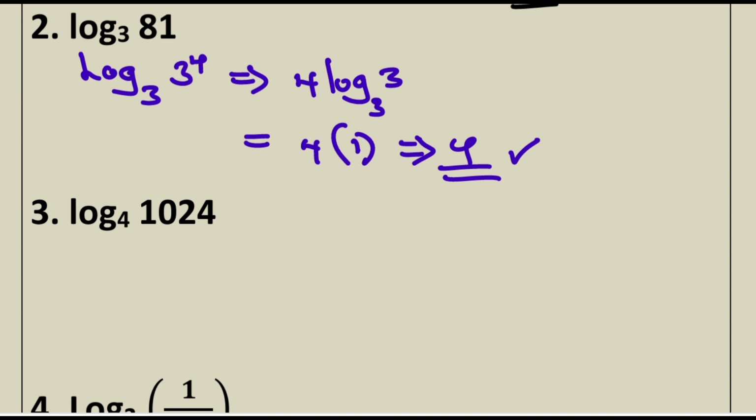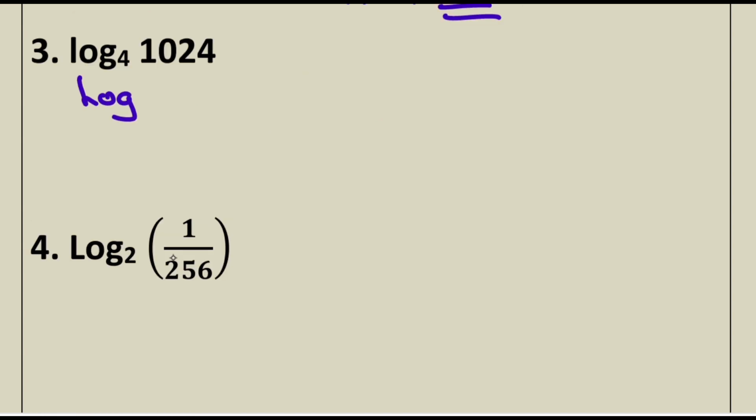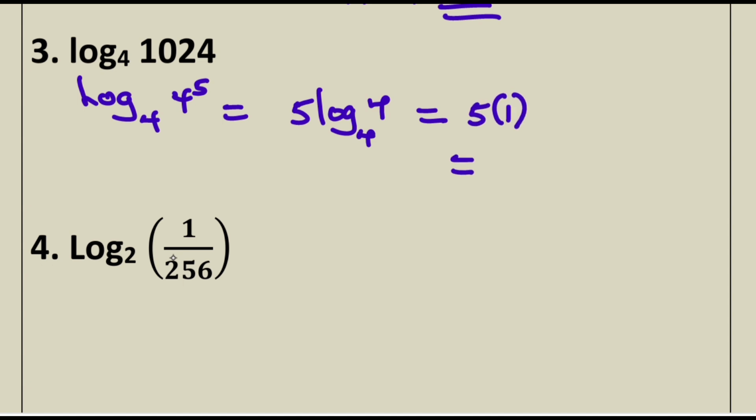Correct. The next is 1024 and the base is 4. So we are going to express 1024 to base 4. Log to base 4, 1024 is the same as 4 raised to power 5. So this one will give us 5 log 4 base 4. And log 4 base 4 is equivalent to 1. So this one will give us 5 by 1. And this one simply becomes 5.